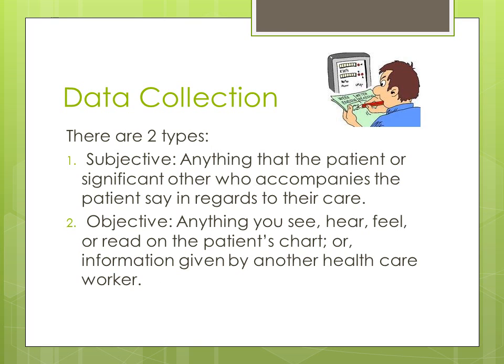Data collection. There are two types: subjective and objective. So with subjective, anything that the patient or significant other who accompanies the patient says in regards to their care. Objective is anything you see, you hear, feel, or read on the patient's charts or information given by another healthcare worker.